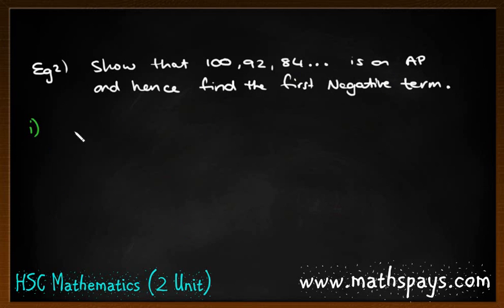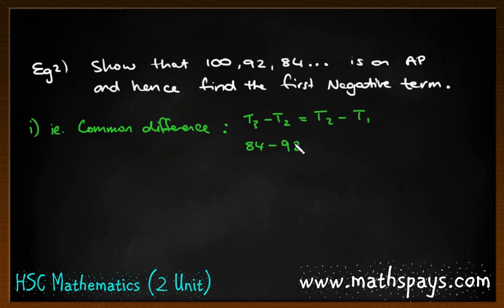We're being given a proof, which means I want to be able to prove that there is a common difference. That's the whole idea. So if I'm trying to find a common difference, realistically, it's that recursion theory again. I'm trying to say that T3 take away T2 is equal to T2 take away T1. And realistically, guys, if you're showing that working out, that really shows the marker that you know exactly what you're doing. Let's say T3 equals 84, take away 92.